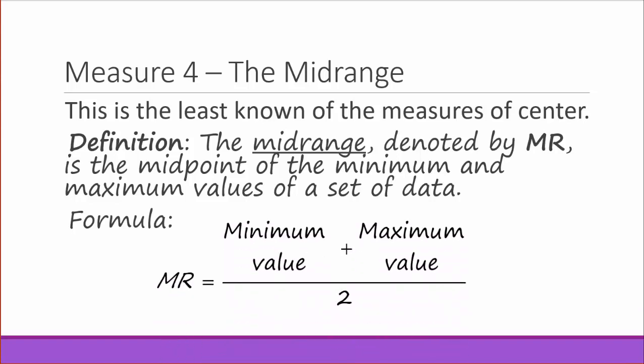So here's the formula. What we want to do is take the minimum value, add it to the maximum value, take that sum and divide it by 2. So you can think of it as kind of finding the midpoint of the length of the set of data, the midpoint between the minimum and maximum. All right. So let's go ahead and try one of these.